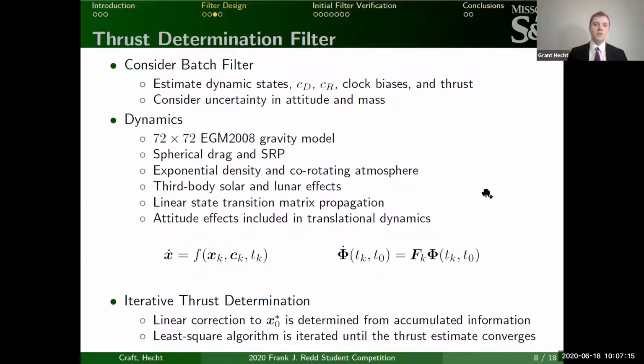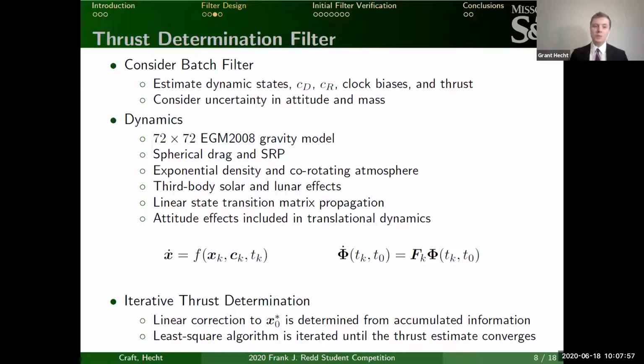The thrust determination filter estimates the dynamic states at an initial epoch, as well as drag and solar radiation pressure coefficients, measurement clock biases, and thrust, while considering uncertainty in the attitude and mass of the satellite. The filter's dynamic model, which is used to propagate the state and linear state transition matrix, includes a 72 by 72 spherical harmonic gravity model using EGM 2008 gravity coefficients, as well as spherical drag and solar radiation pressure models employing an exponential density and co-rotating atmospheric model, and constant solar radiation pressure. The spacecraft's attitude is used to compute the relative surface area for both drag and solar radiation pressure induced accelerations. Third body solar and lunar perturbations are also included.